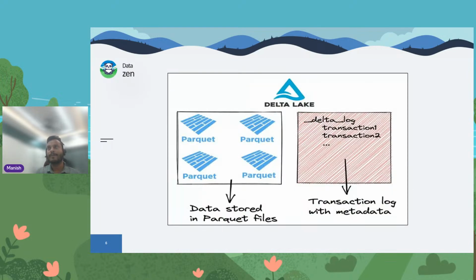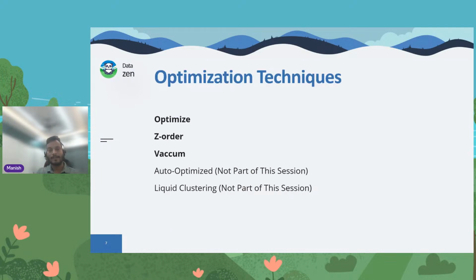Here in this picture, you can see that Delta Lake consists of two types of files. The left side is Parquet files that consist of the data. The right side is the delta log files that consist of the transaction logs. Now I want to show you some information about these files.